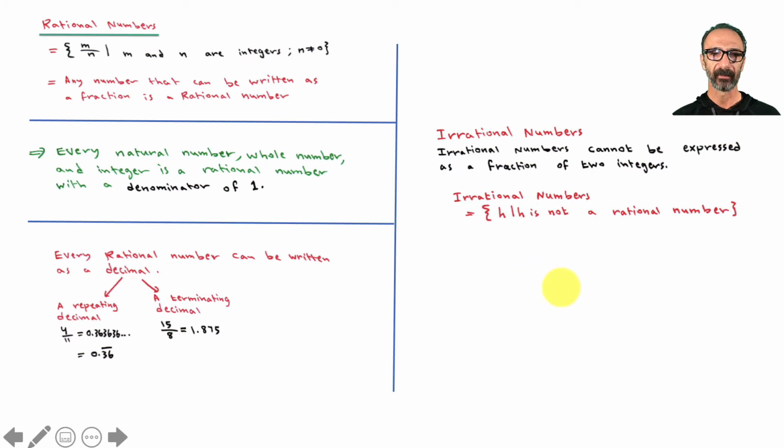Staying with the topic, irrational numbers cannot be expressed as a fraction of two integers. They're not rational, they are irrational. We write it this way: h such that, this vertical line means such that, h is not a rational number, as simple as that. So if it cannot be written as a fraction, it's not rational. If in decimal form it's not repeating or terminating, it's irrational. So what do I mean by this? Let me give you some examples.